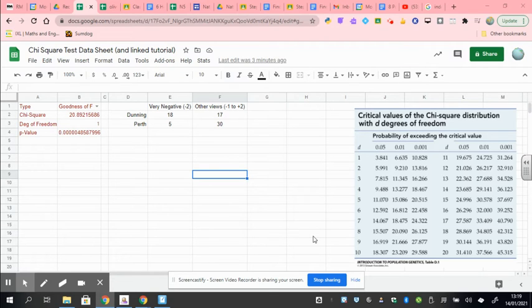Okay, this is a tutorial that comes with this linked Google Sheet, and you would want to use this Google Sheet in order to conduct your own chi-square test for your own data set. I'm going to show you how to use this Google Sheet to complete a chi-square test and what those results would mean.